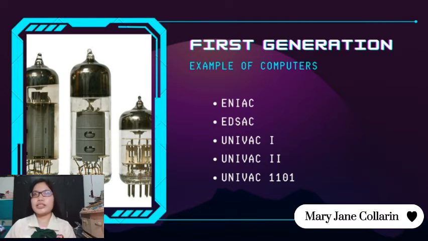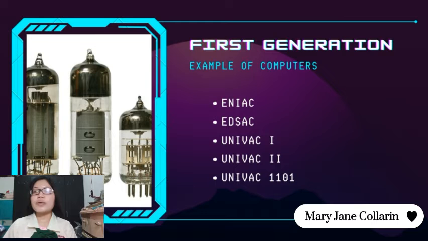Examples of computers. ENIAC stands for Electronic Numerical Integrator and Computer. It was the first electronic computer, completed in 1946 by John Presper Eckert and John Mauchly. EDSAC stands for Electronic Delay Storage Automatic Calculator, an early British computer inspired by John von Neumann. UNIVAC 1 or Universal Computer 1 was the first commercial computer.